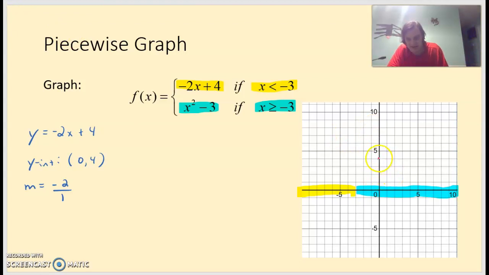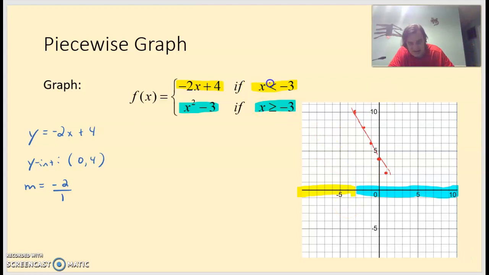So if I graph this as I normally do, 0, 4, and then down 2 over 1. I may fall off my graph here. That's not good. I may not have picked the right example. So normally the line would look something like this, and it would go all the way across. But we're only using this in the yellow part.